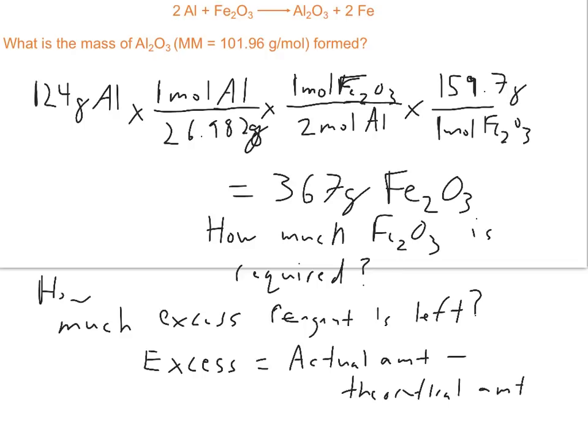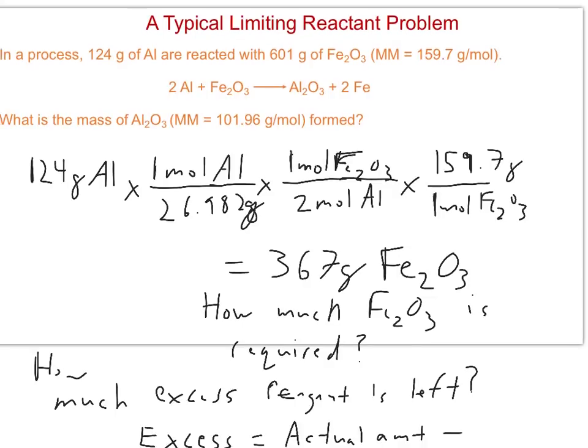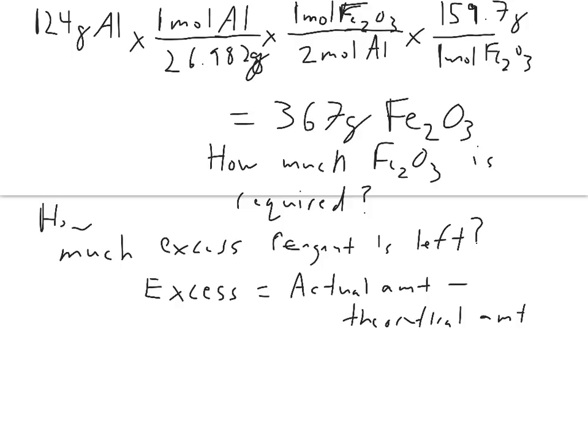AMT being the abbreviation. So the actual amount is from the question. So 601 grams. And then the theoretical amount is what was just calculated, 367 grams. Okay. Remember, theoretical amounts are always calculated using stoichiometry.